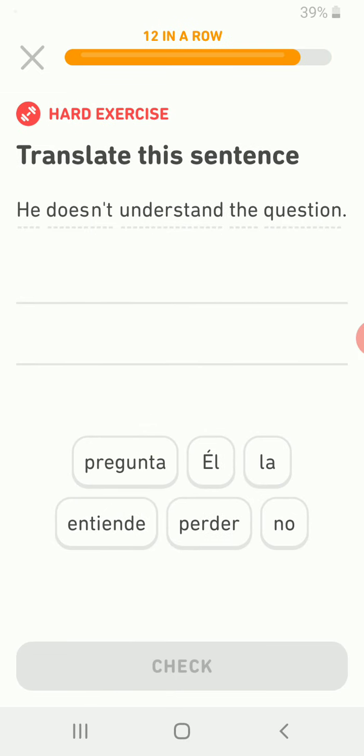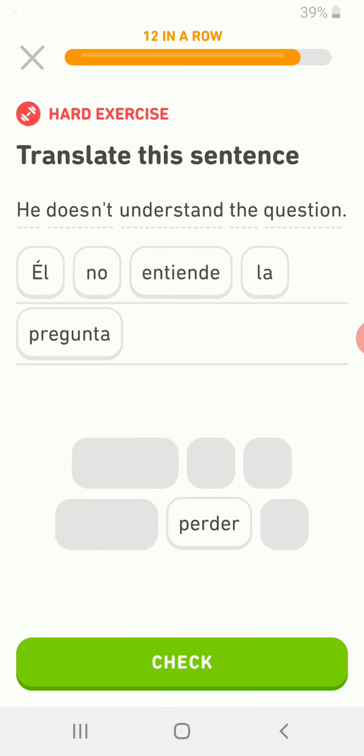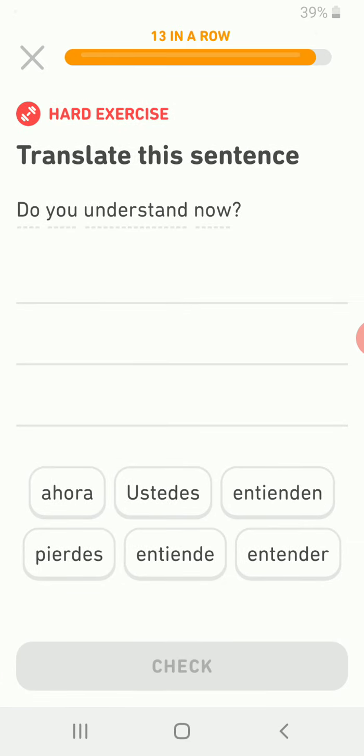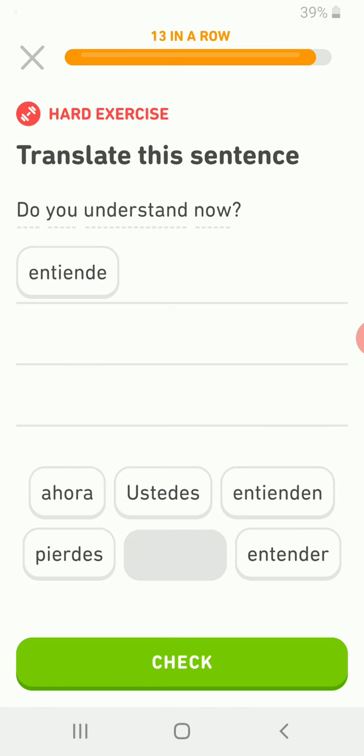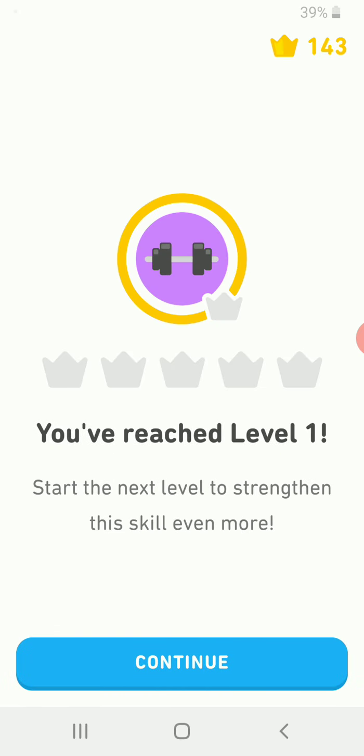And here is a whole exercise. He doesn't understand the question. Él no entiende la pregunta. Sí. Do you understand now? So this is the question. Entiende ahora. I think you can just say it like that. Okay. All right. That's great.